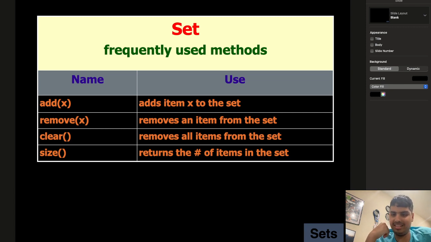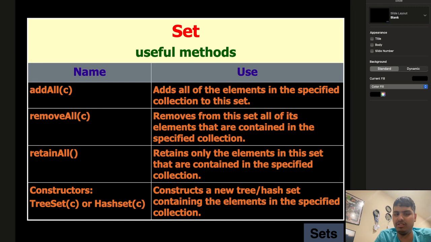Remove does the exact opposite. It just removes it. And we can interchange these, right? Why? Because it's dynamic in size. You can do clear, which removes all the items from the set. And you can do dot size, which will simply tell you the number of items in the set. Pretty self-explanatory.